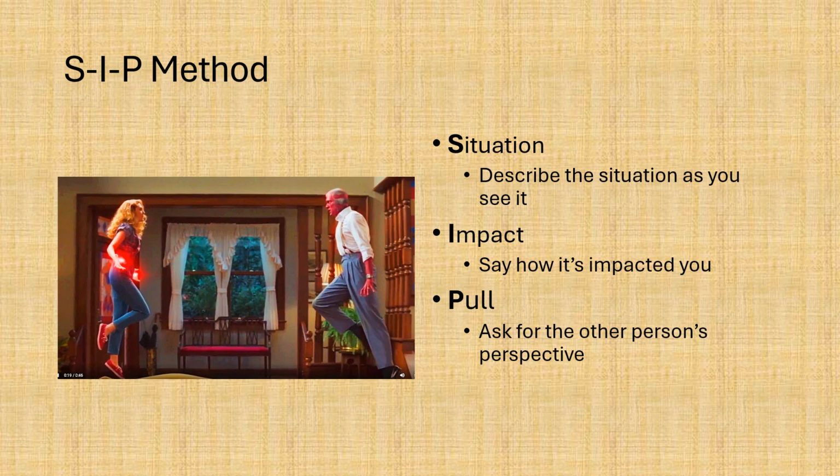The first step is the situation. Describe the situation as you see it, from your perspective, what you think is going on. Then I is for impact. You talk about how the situation has impacted you, why it's bothering you, how it affects you. And then pull is to ask for the other person's perspective, how they're seeing it, or for their input.